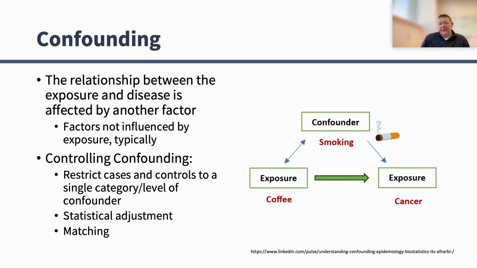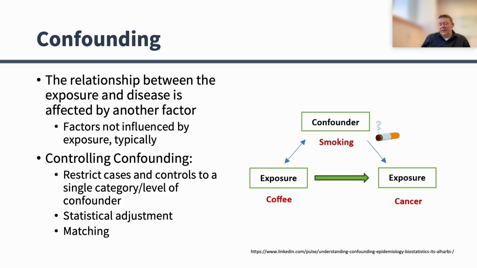So I mentioned confounding before, and confounding refers to the relationship between disease and exposure being affected by another factor. A classic example is if we're looking at cancer as our outcome. Sorry, that graphic actually has an error in it. It says exposure, and that should be outcome. And our exposure of interest maybe is coffee drinking. Is that associated with some sort of cancer?